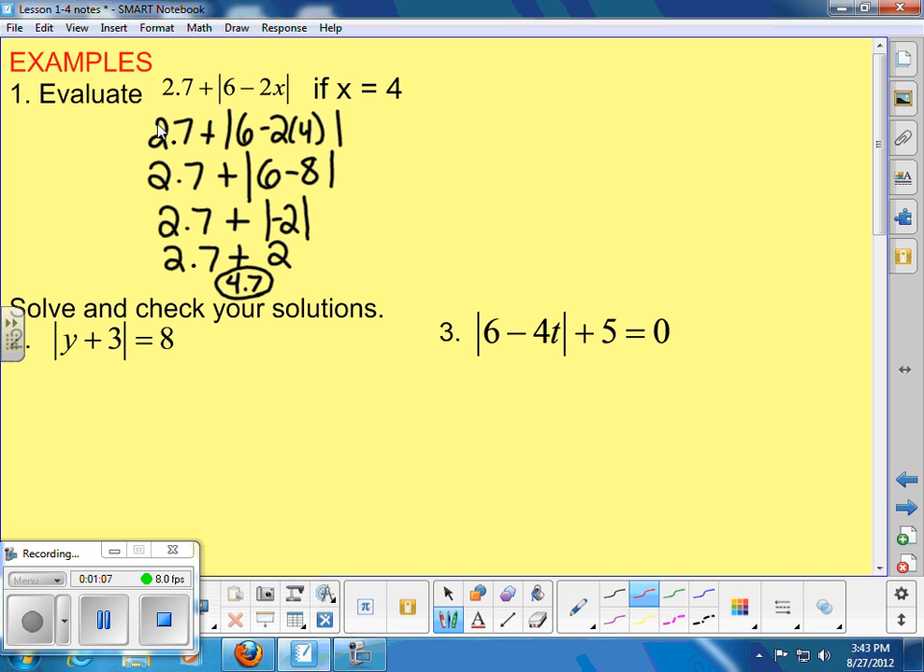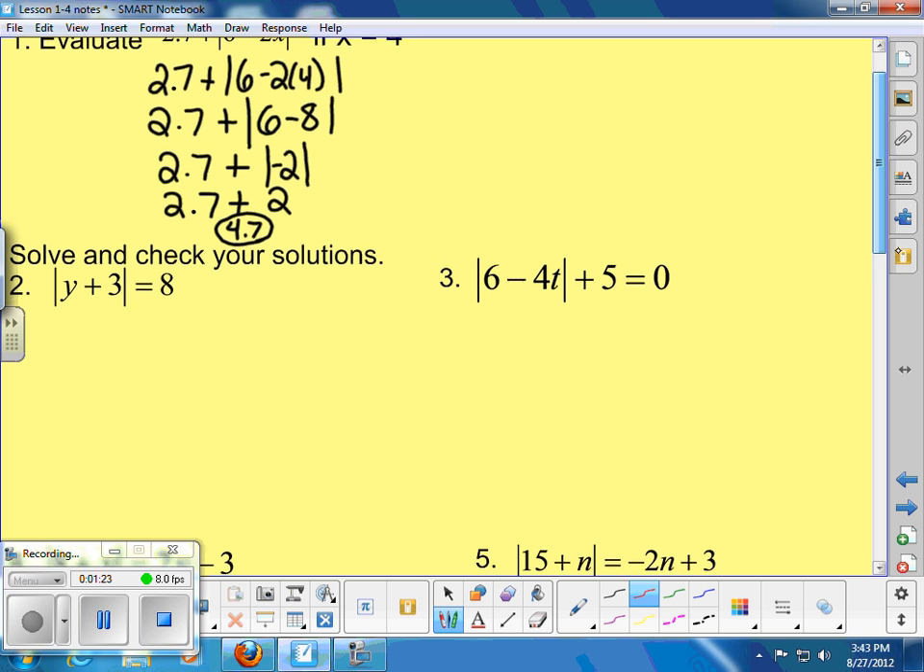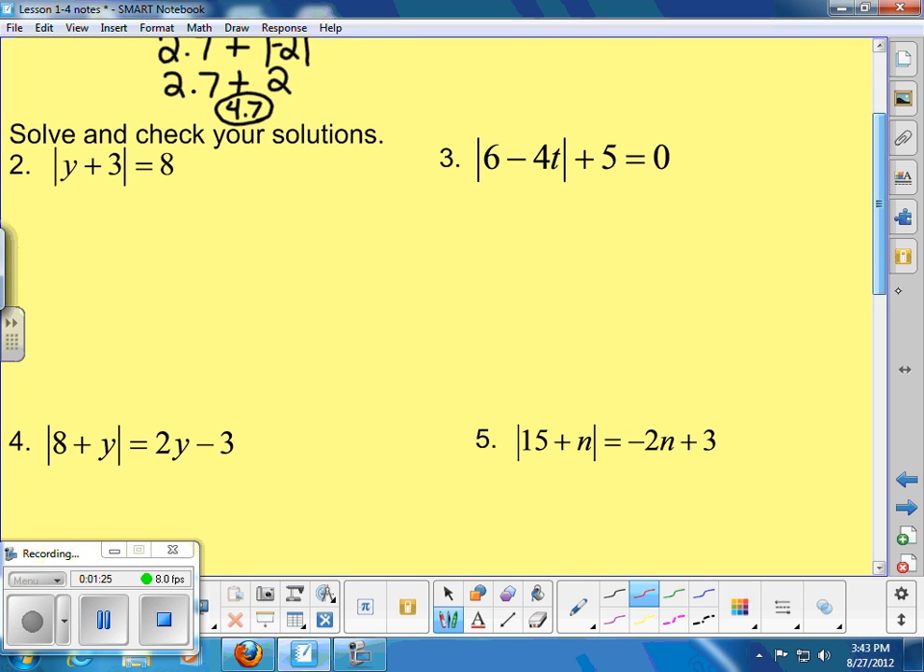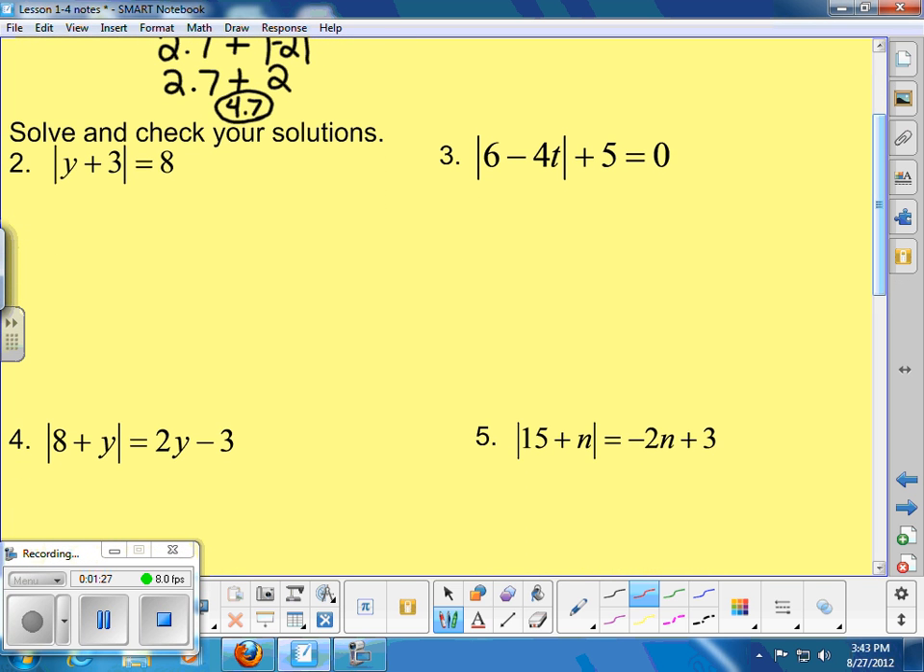The remainder of the problems, the examples in our notes, ask us to solve and check solutions. In each of these problems, we notice an equal sign. Therefore, they're equations. There's a certain procedure for solving absolute value equations, and that begins by writing two equations. The first equation is exactly as it is. However, the absolute value symbols are dropped. Y plus 3 equals 8.